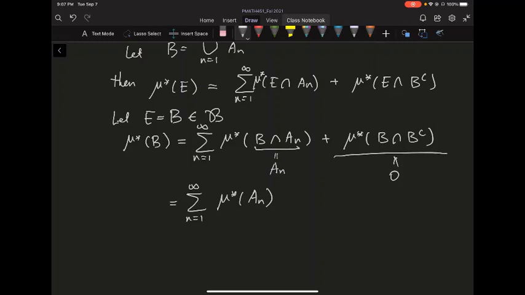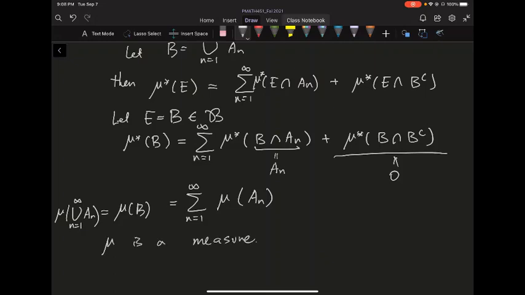Well, B is in the sigma algebra, so I can simply write it as mu of B, and because the A_n are also inside the sigma algebra, I can write mu of A_n. And mu of B by definition is just mu of the countable disjoint union of these A_n. So this proves the sigma additivity. So mu is a measure.